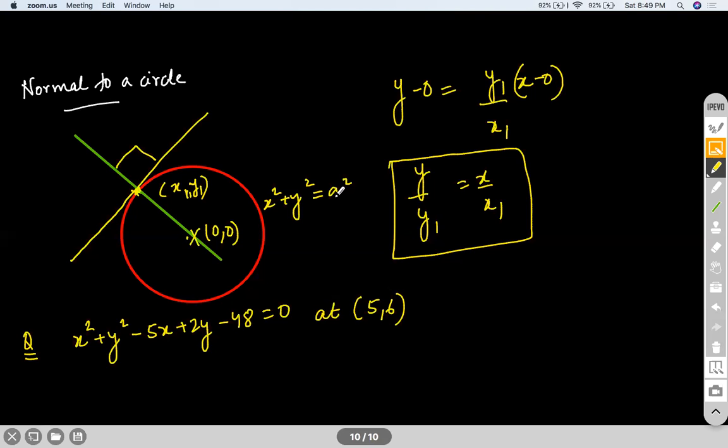Done? Yeah, I think so. What's the answer? I got y equals 7x minus 35 upon 2.5 plus 6. I don't know if that's right. So, one sec.